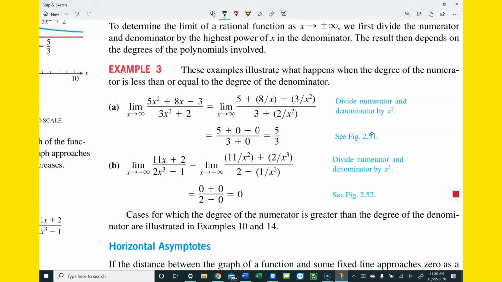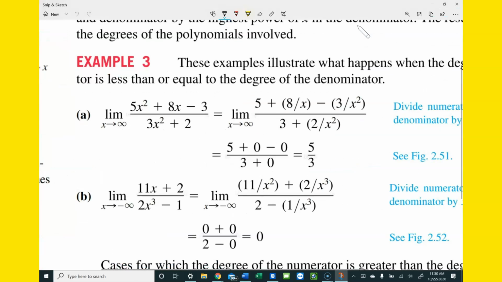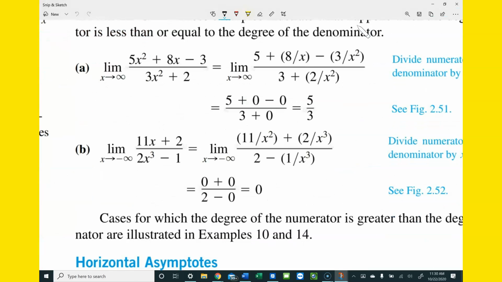All right, let's look at the next part B here. We do the same strategy. We put each one of these over x cubed, and you end up with this. The x over the x cubed reduces to 1 over x squared. That becomes 2 over x cubed. This cancels out and just becomes a 2, and this becomes 1 over x cubed.